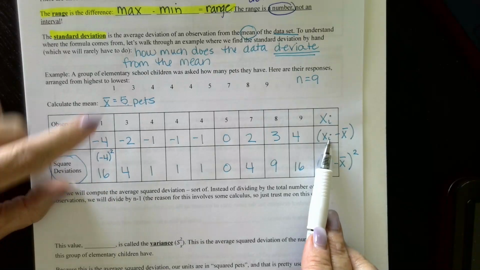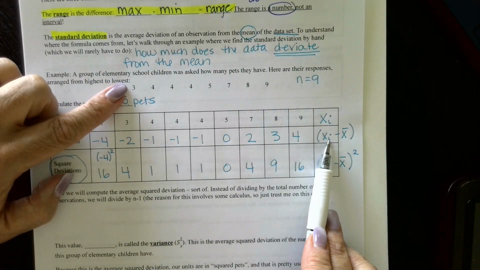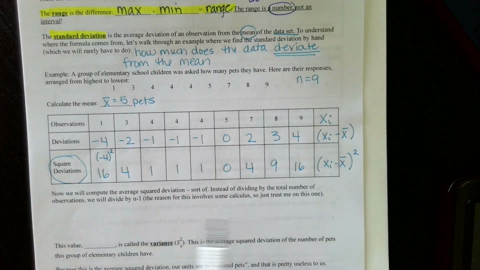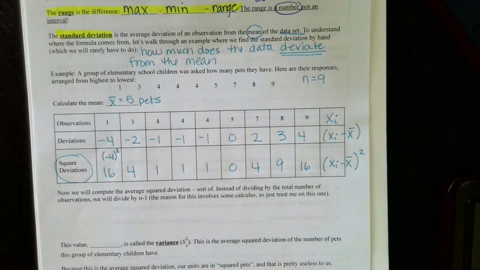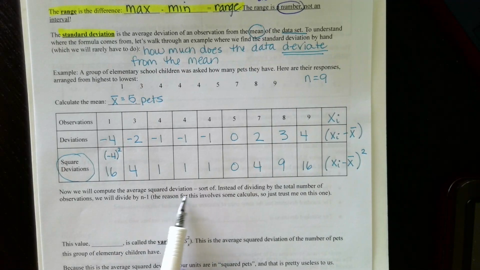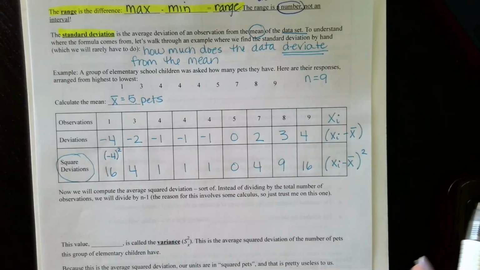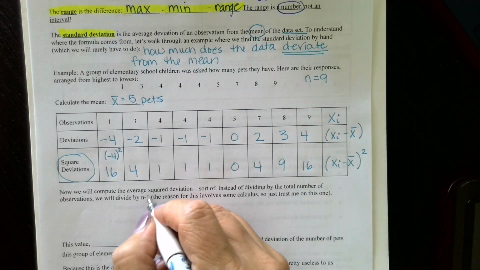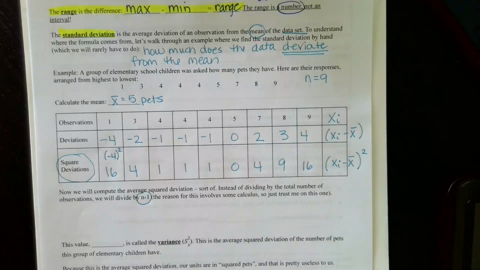And then this is data point 2. So 3 minus 5, which is negative 2. All right? So I end up with this table of data. So now we will compute the average squared deviation. But really, that's kind of what we're doing, because instead of dividing by the total observations, we're going to divide by this number n minus 1.